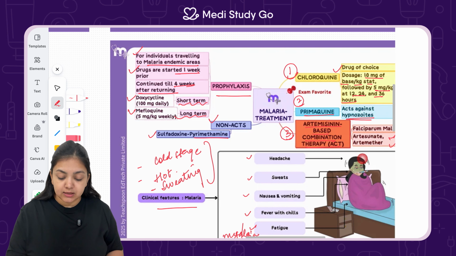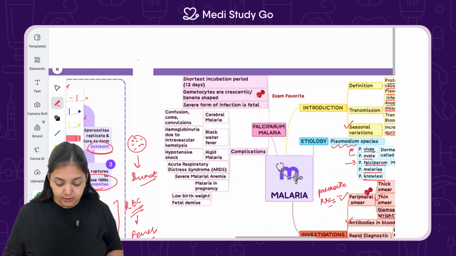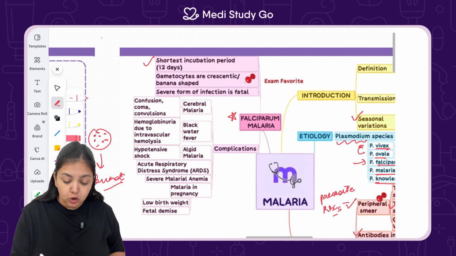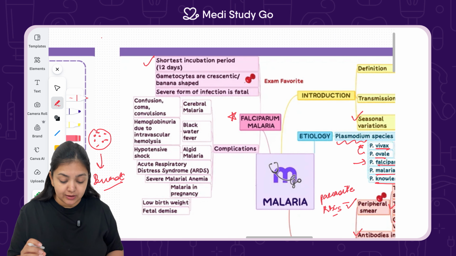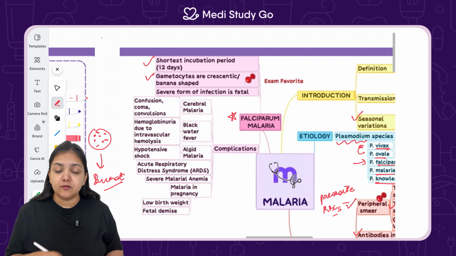Now what happens in the cases of Plasmodium falciparum? It is a very severe infection, and it has the shortest incubation period, which is 12 days. And the gametocytes are crescentic and banana shaped over here, which is characteristic from all other types. Now this is a severe form and can be fatal because of the complications it comes along with.